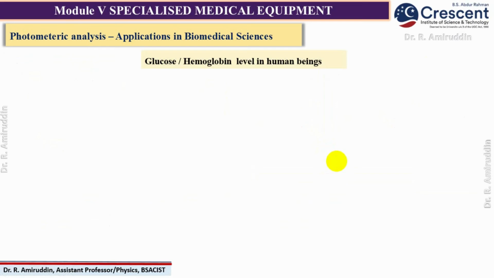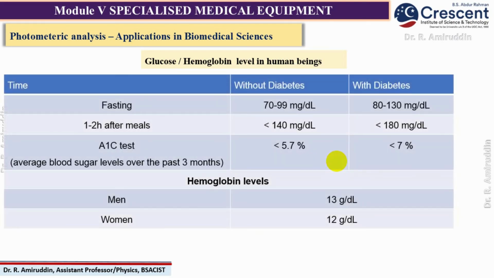Based on the output, whether it is reflectance mode or transmittance mode, the photometric analysis gives us the glucose level and hemoglobin level in human beings. This table shows the glucose level of a normal human being and a patient who has diabetes. When the patient is in fasting mode, a normal human being will show a glucose level in the range of 70 to 99 mg/dL, and if the patient has diabetes, the value shows an increase, between 80 to 130 mg/dL.